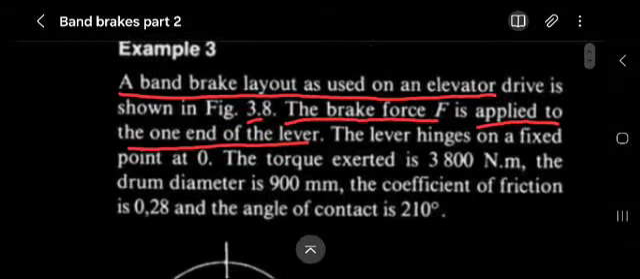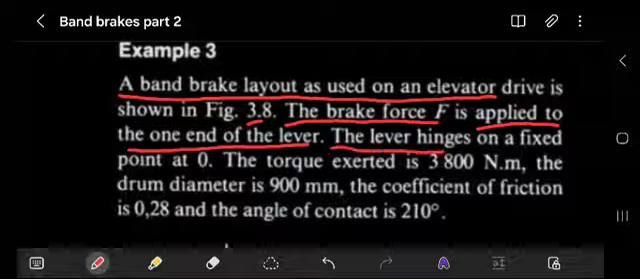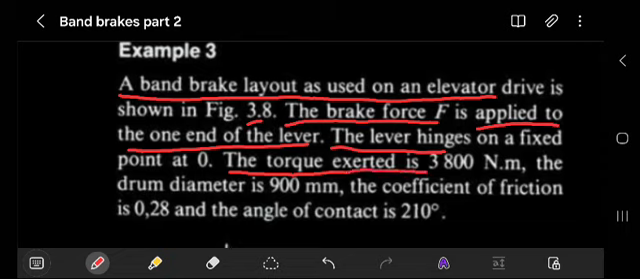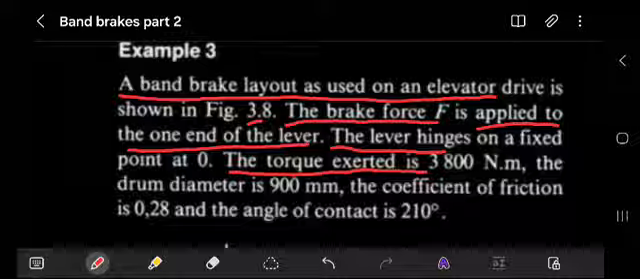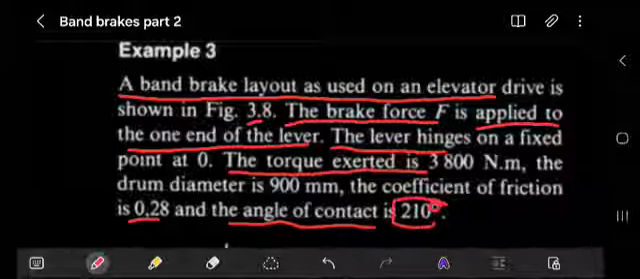All right, then the constant says the lever. Oh, okay, we have done that statement there. Then it says the torque exerted, we've been given the torque is 3,800 newton meter. And the drum diameter is 900 millimeter, the coefficient of friction is 0.28, and the angle of contact is this. Take note, it's in degrees, supposed to be in radians.